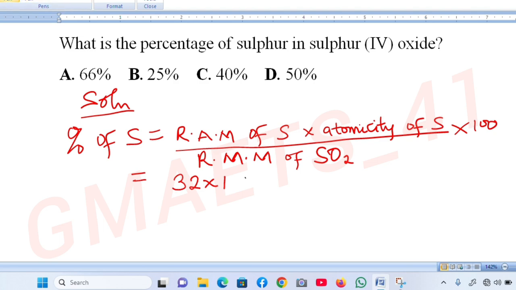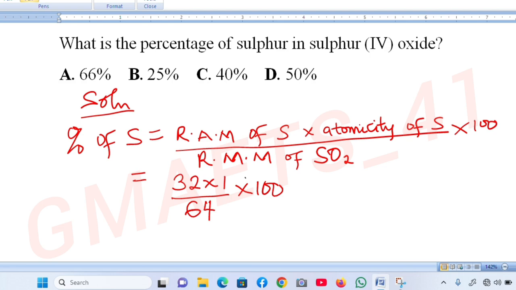Okay, you can see it in this compound. Look at it. That is why no number was written here. So it's an invisible 1. Take note of that. So we're going to divide this by the relative molecular mass of sulfur 4 oxide, which we calculated to be 64. Multiply all this by 100.